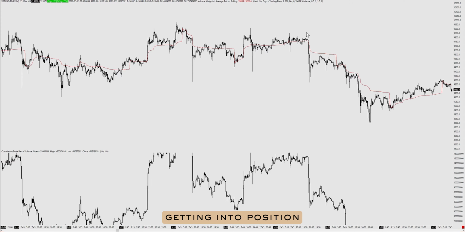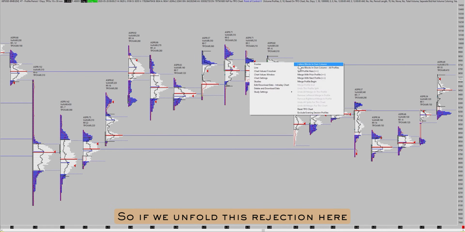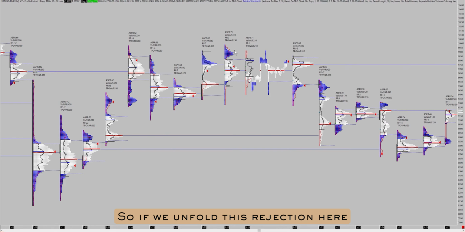Some people will start getting into position prematurely here, but what we're looking for is ultimately the break from balance. So you could say that potentially the break from balance could have occurred at the high. But what we know within the prior day is that we've already seen a rejection here on this TPO. So if we unfold this, a rejection here where the market was previously accepted in this high volume node. So we have more of an indication that the market is no longer really accepting business to the upside.